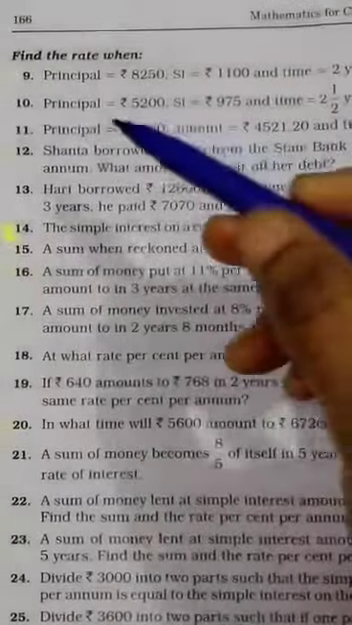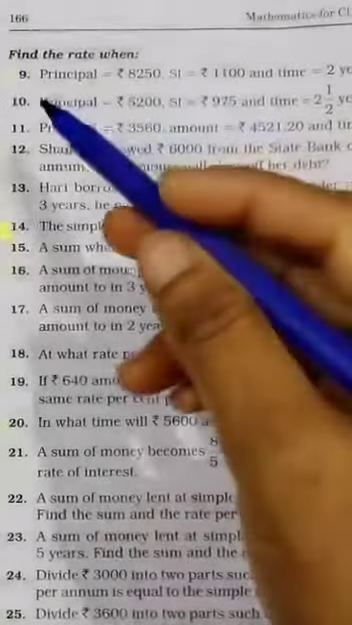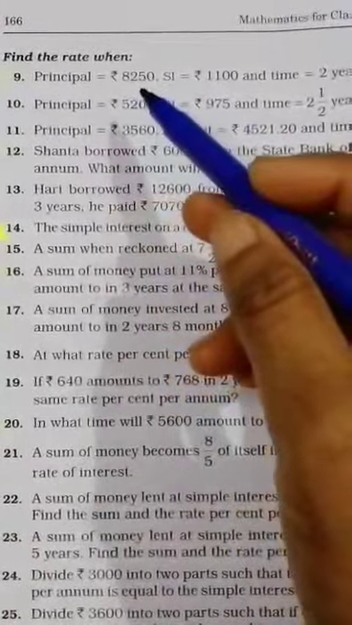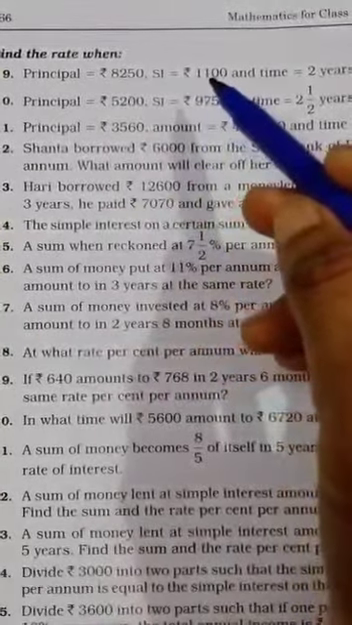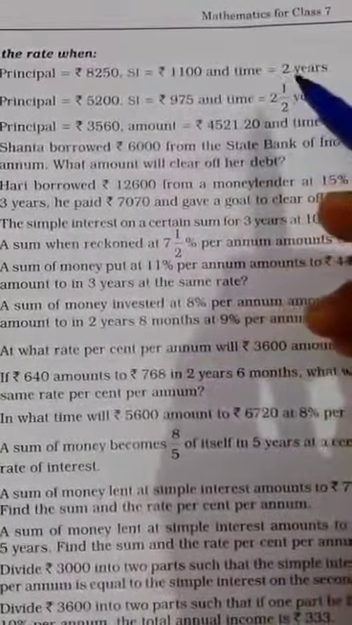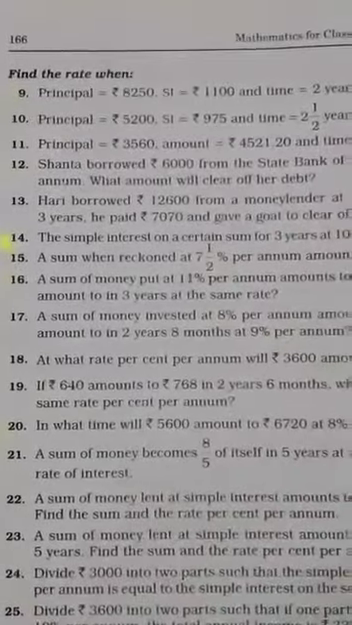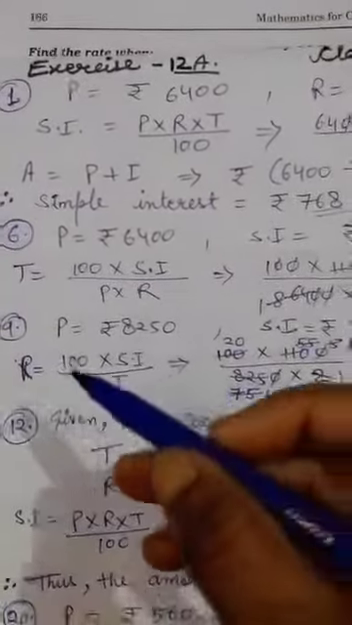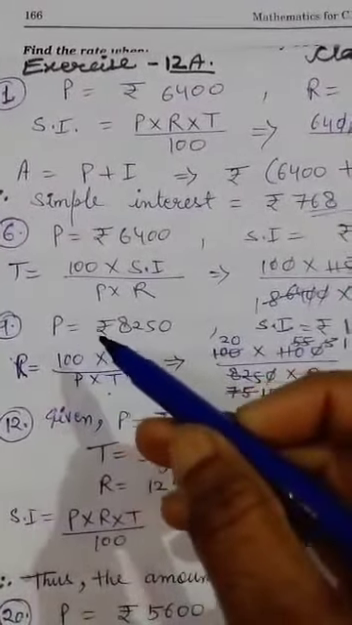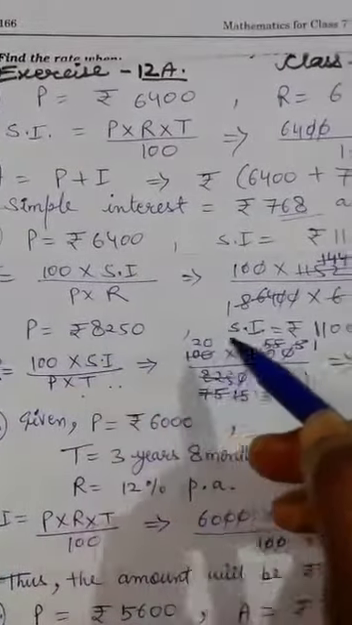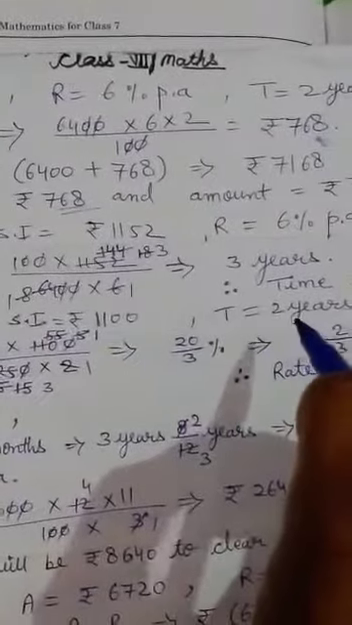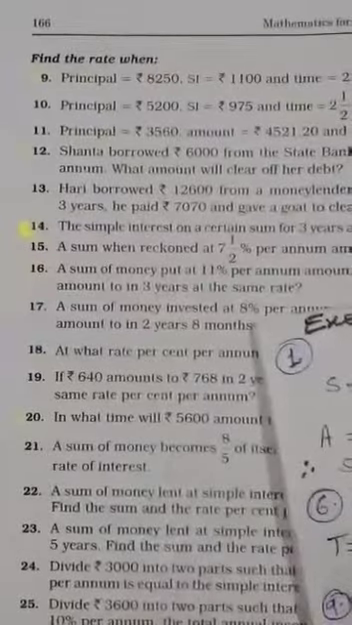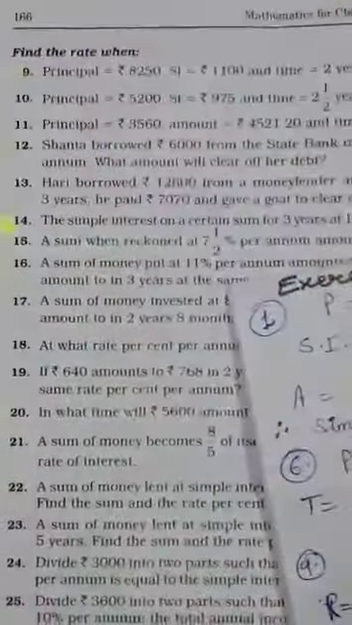Now next question, find the rate when. Question number 9. Principal is given rupees 8,250. SI is rupees 1,100 and time is 2 years. Let's see how we have to do. Question 9, its solution. Principal is rupees 8,250, SI is equal to rupees 1,100 and time is equal to 2 years. We need to find the rate.